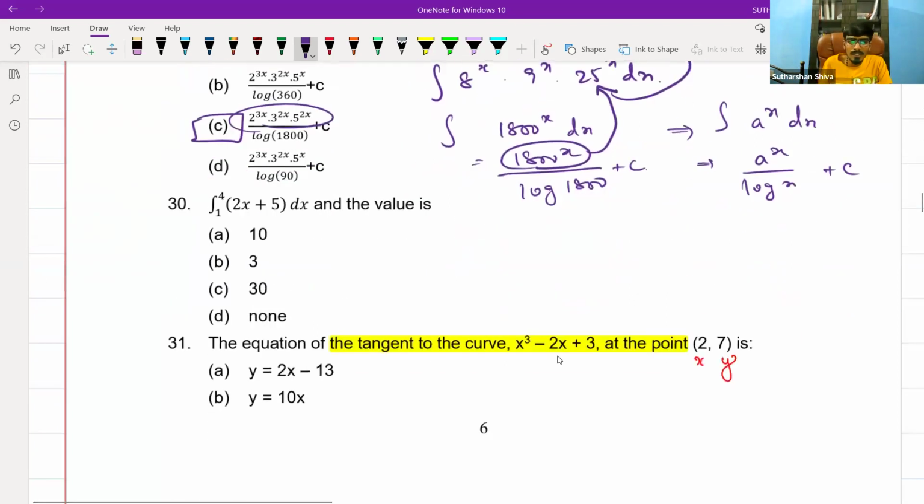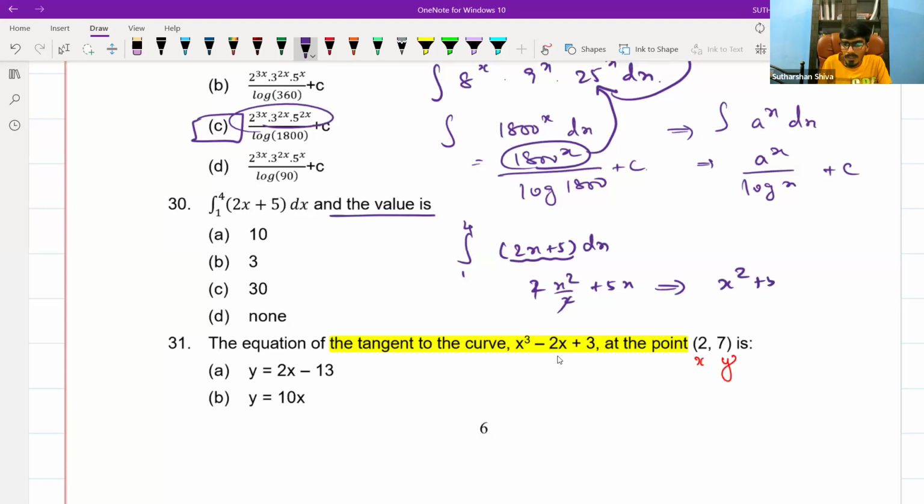Okay. Then question number 30 is an easier value. First, we will do an integration. Integration of 1/4 of 2x plus 5 they have given into dx. If I integrate this, it will become 2x square by 2. 2 gets cancelled. It will become 5x. Finally, the output is x square plus 5x. The integral limits will be 4, 1.